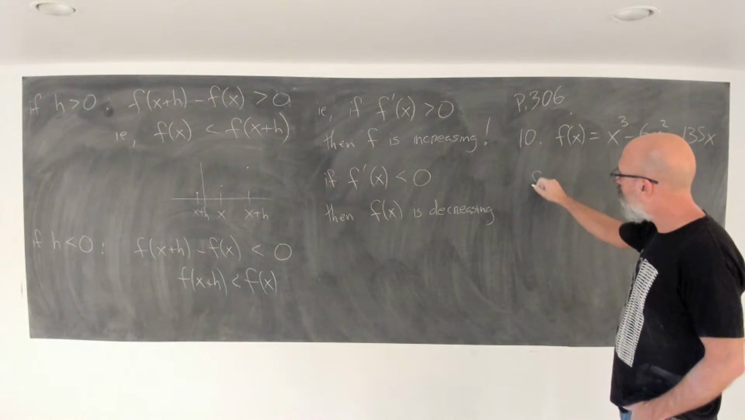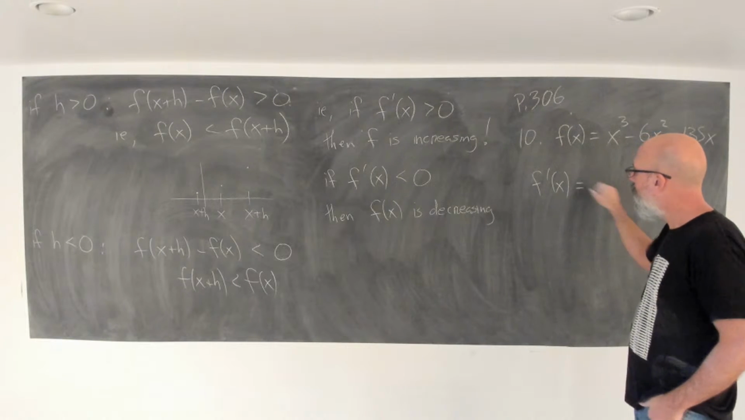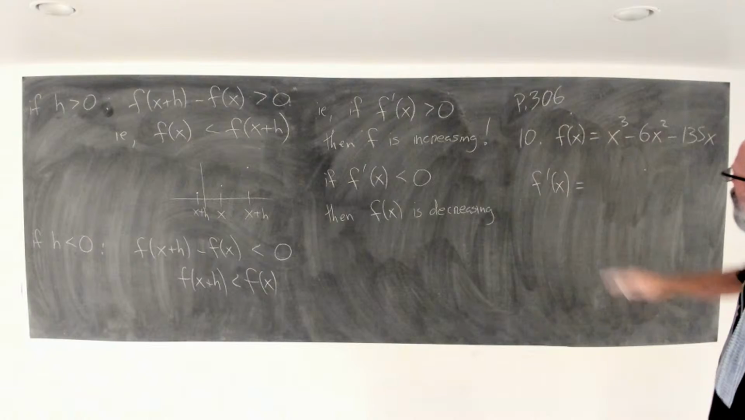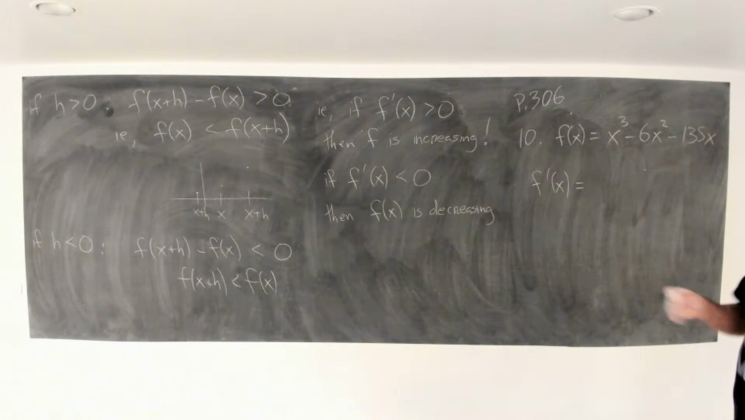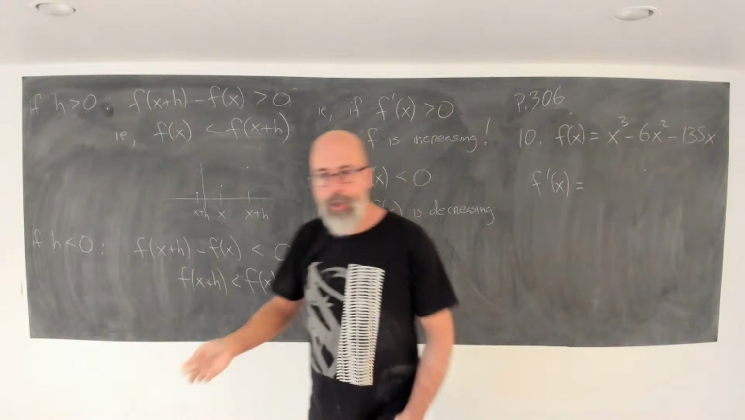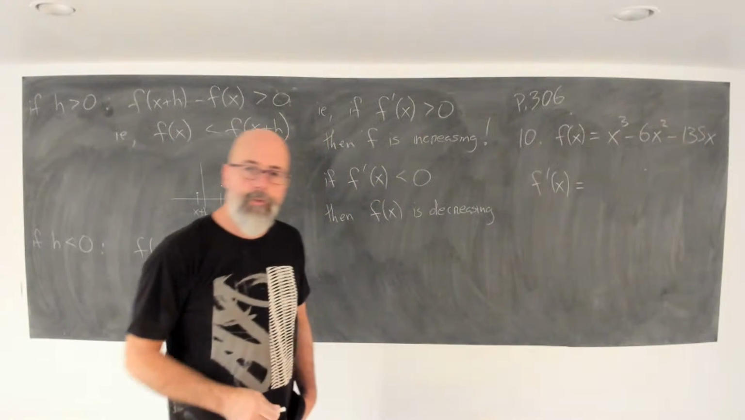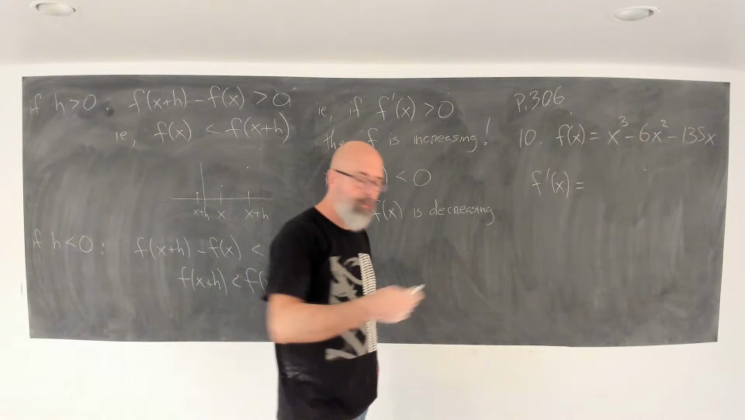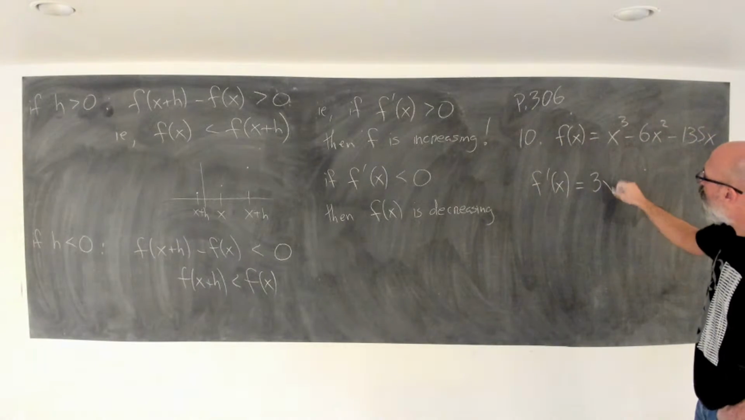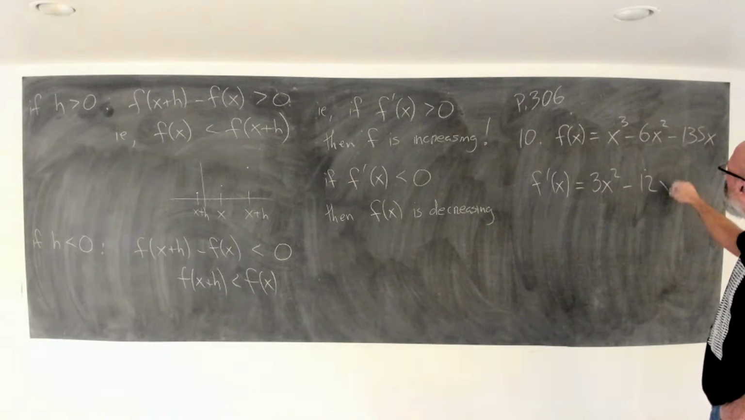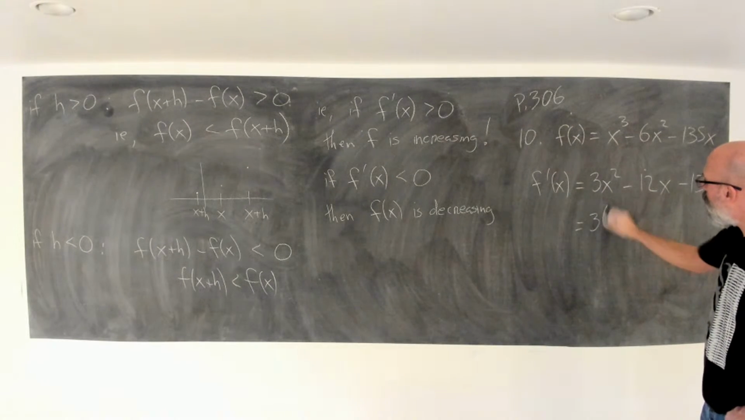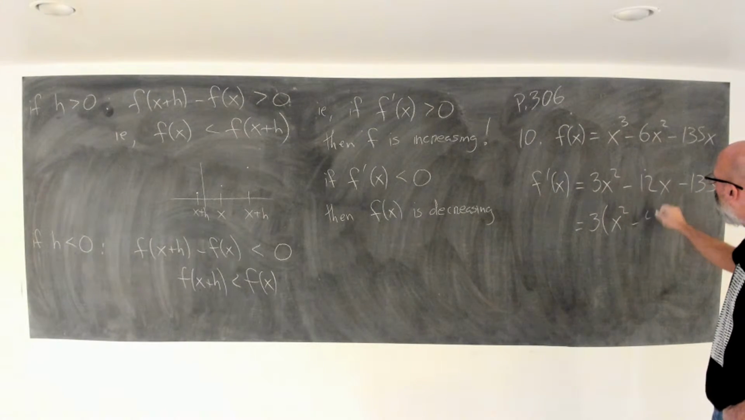Let's illustrate. We have this function. Let's find the critical points. First of all, you recognize this as a polynomial. So very well behaved, continuous everywhere, differentiable everywhere. Its derivative is again a polynomial, which will be continuous and differentiable and so on. Derivative: 3x squared minus 12x minus 135. And we factor out a 3 here.